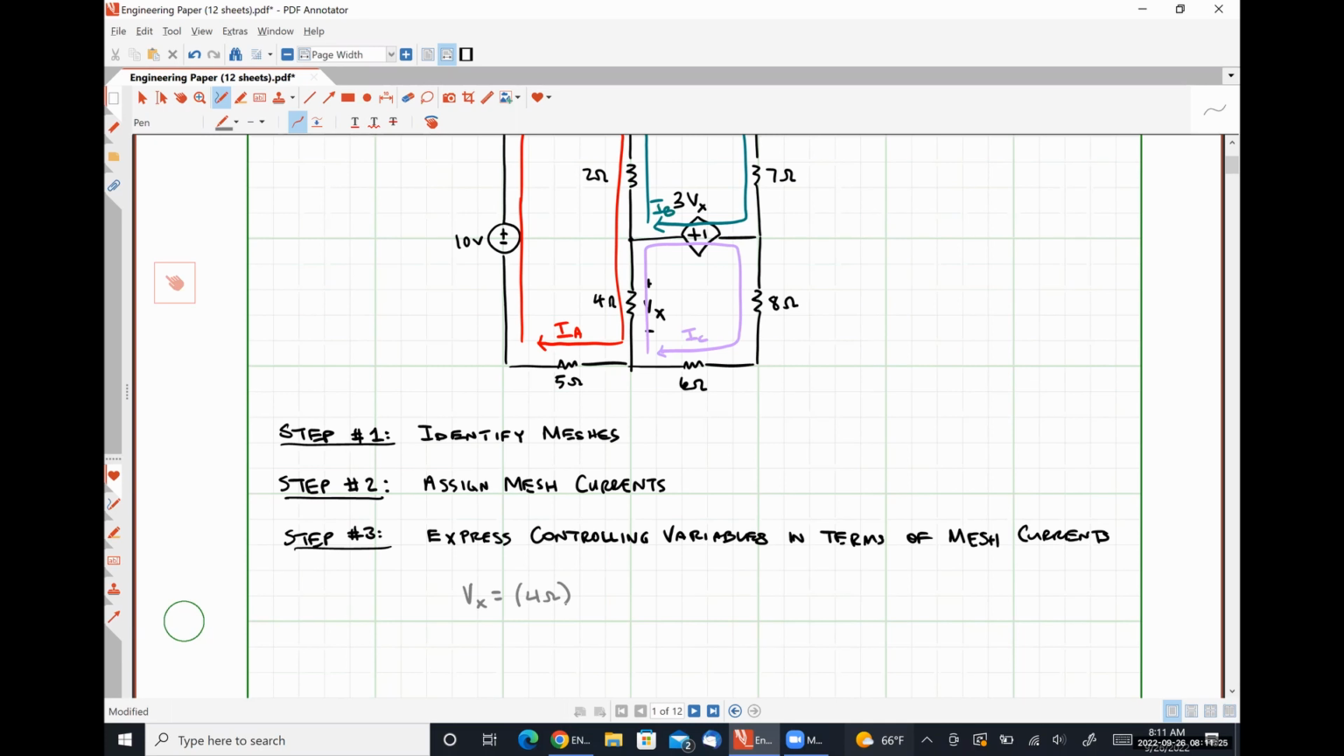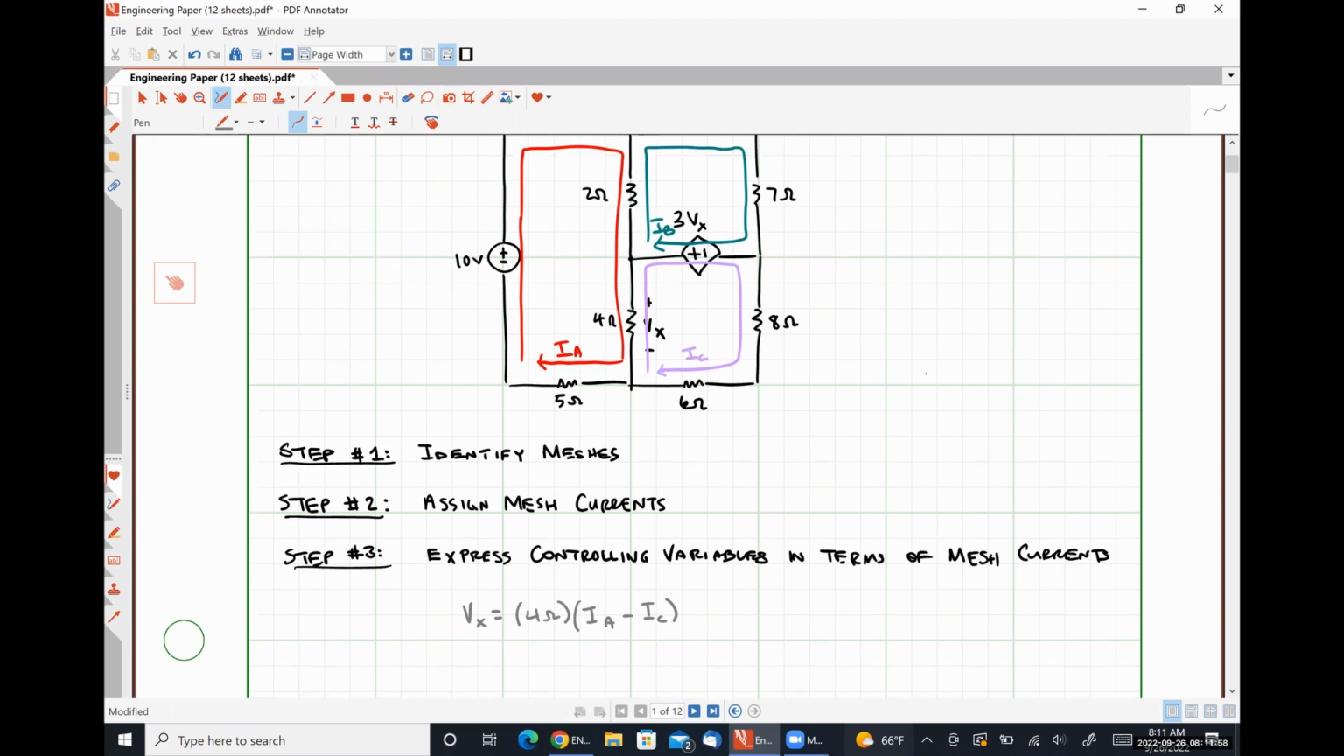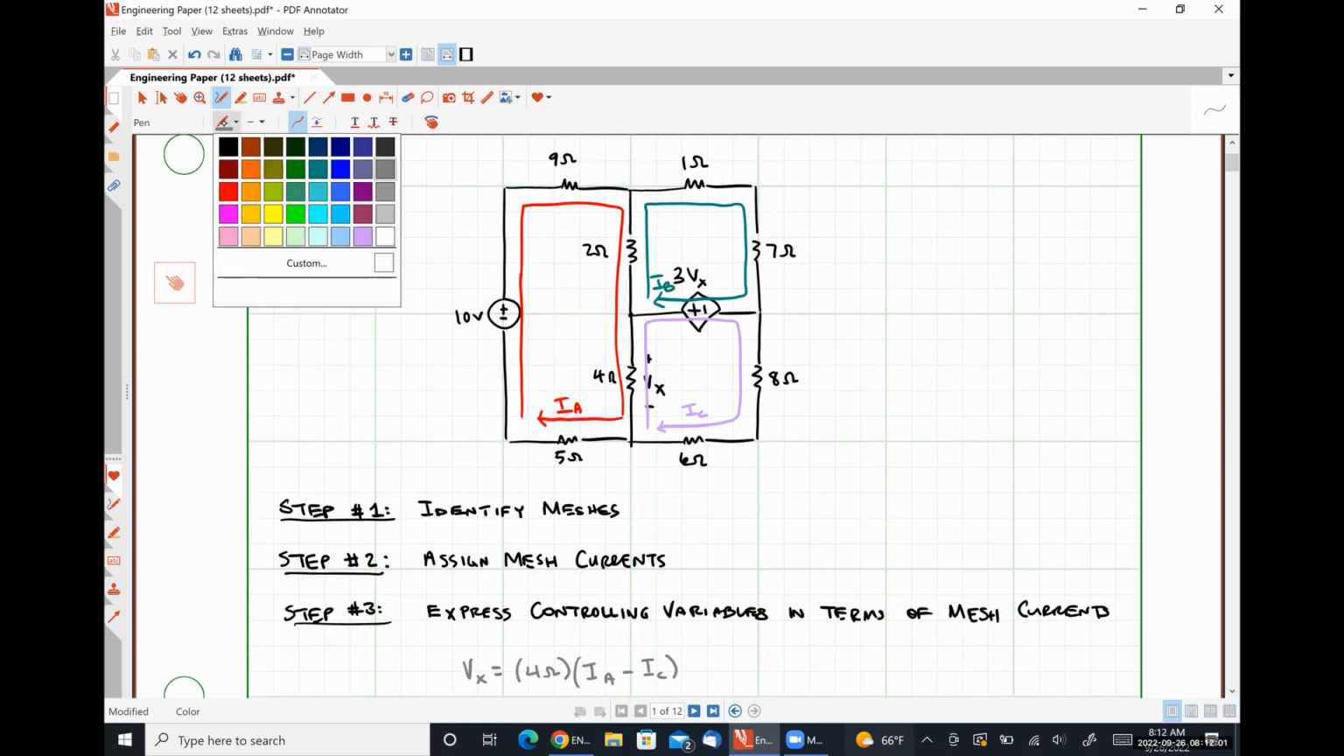So which of our mesh currents, as they go around their clockwise path, flows into the positive polarity terminal of the voltage Vx? IA. Which of the mesh currents, as it's flowing around its clockwise path, flows into the negative polarity terminal of the voltage Vx? IC. There we go. We have now expressed our controlling variable in terms of our mesh currents. What if instead I had a controlling variable, let's do it, I guess, in this color.